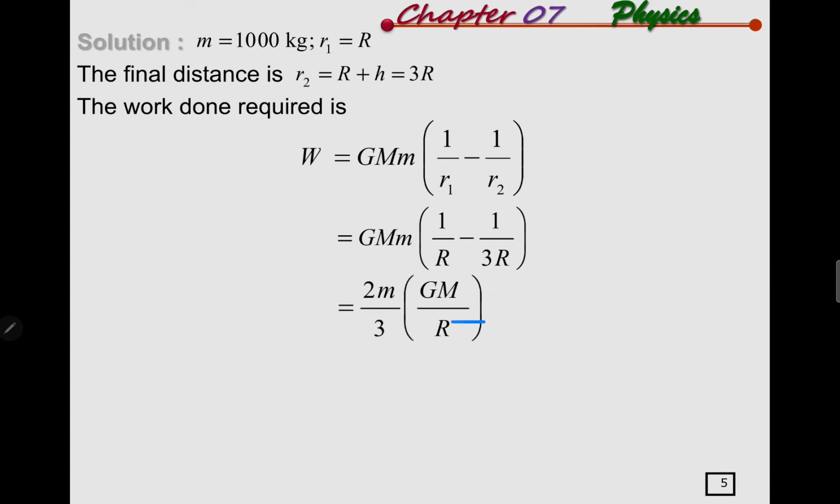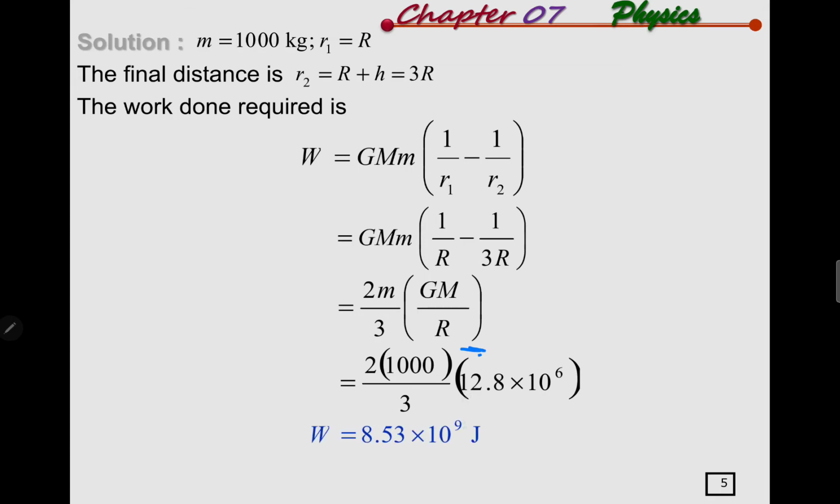Okay, so simplify it, where we will end up with 2m over 3, multiplied with gm over r, where the value for gm over r we already determined previously. So just insert the value and solve the equation to obtain the amount of work done, which you will end up with 8.53 times 10 to the power of 9 joule.